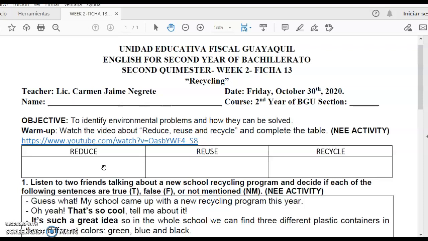what can we reduce? We can reduce plastic bags, some trash. We can reduce electricity, papers. We can reduce pollution by avoiding traveling by car, avoiding using gasoline. Okay, what can we reuse? We can reuse some things made of wood. We can reuse some old things like papers, carton boxes, plastic bags.